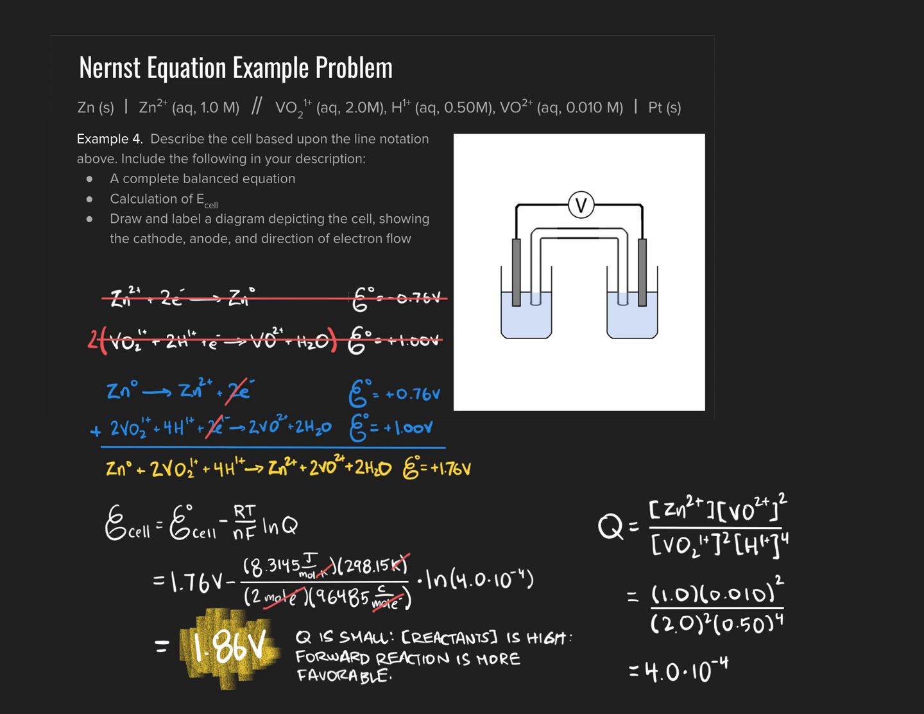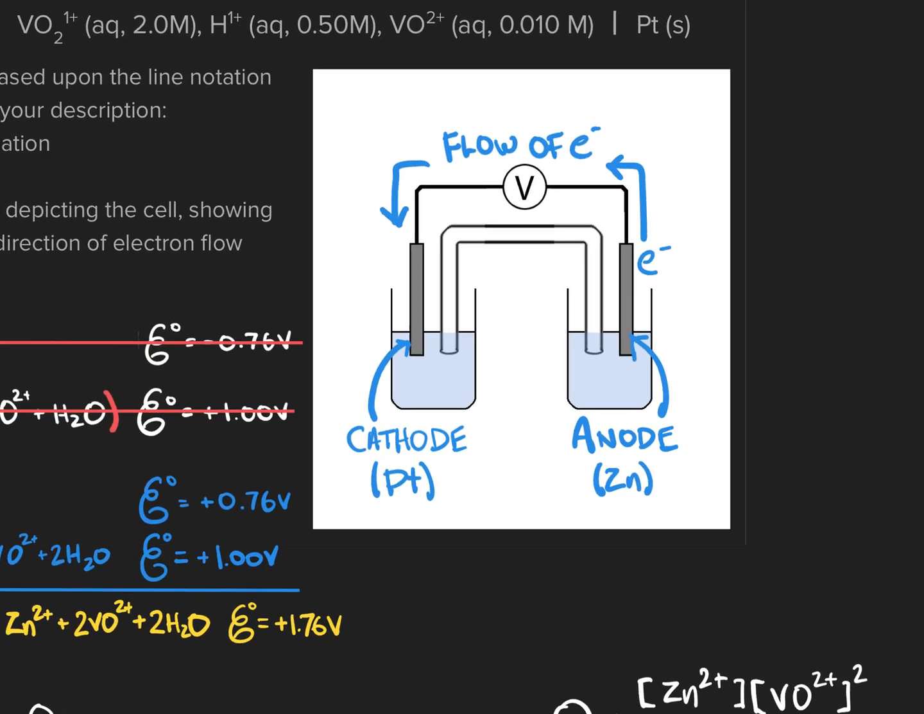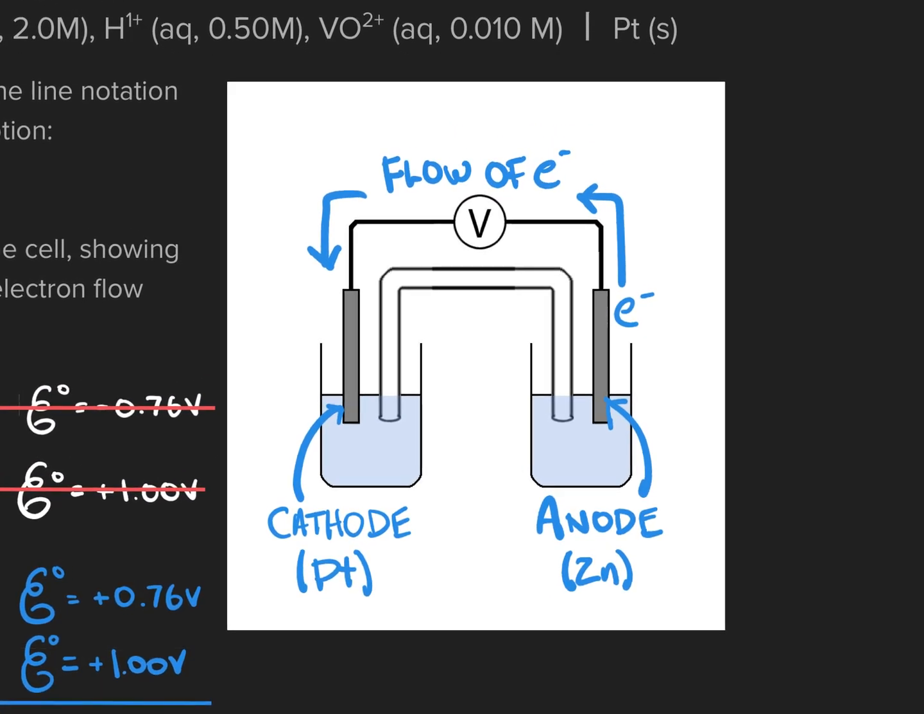So all that seems to check out. And last but not least is a little bit of cleanup here. I'm going to go ahead and finish up labeling our diagram. We've got here the cathode, again, the place where the reduction occurs. That's got to be our vanadium half cell there. That platinum cathode is labeled now on the left side of our diagram.